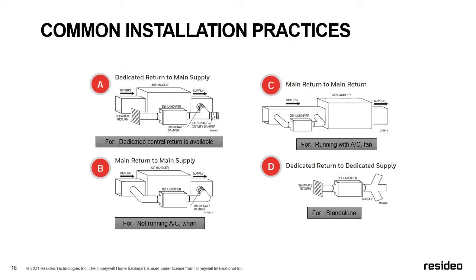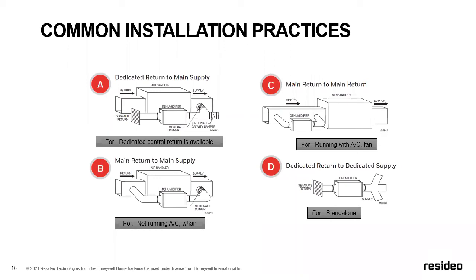If we go ahead and just pull from the return in a zoning application, dedicate a supply, then we can pick one of our zone controllers that would be our humidity control, and that dehumidifier can take off and do its thing independent of what's happening on the zone system side.